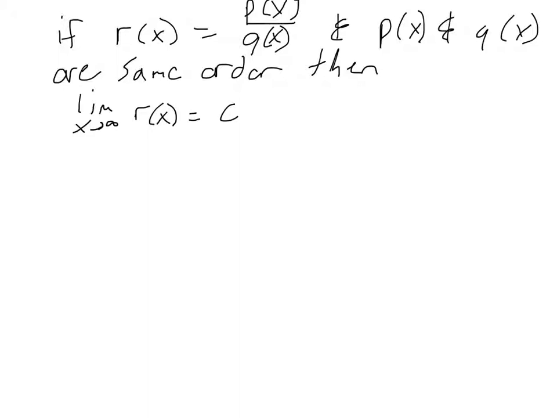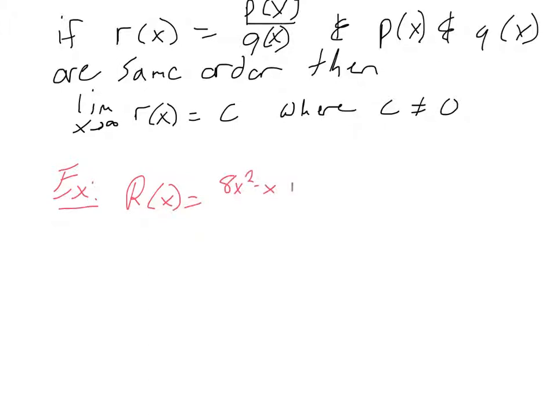It's just that that horizontal asymptote is not going to be 0. So c is not equal to 0 in this case. So it's going to have a horizontal asymptote that's not 0, and the question is, how do we determine that? All right, well, let's look at an example here. Let's say I have the function r of x equals 8x squared minus x plus 2 over 4x squared minus 1.